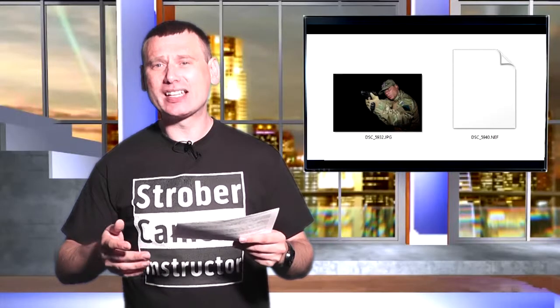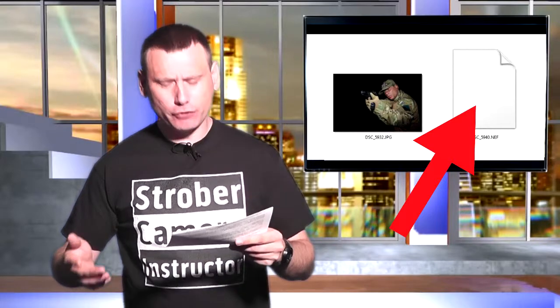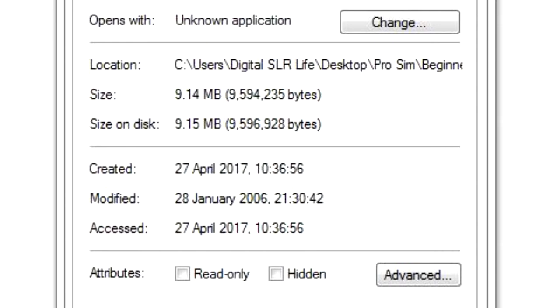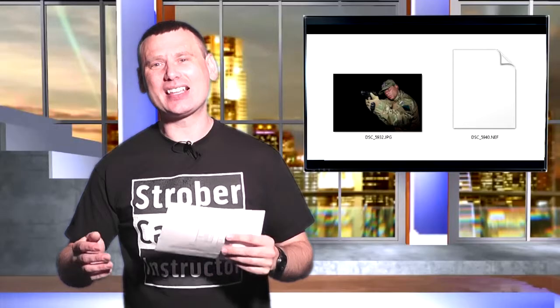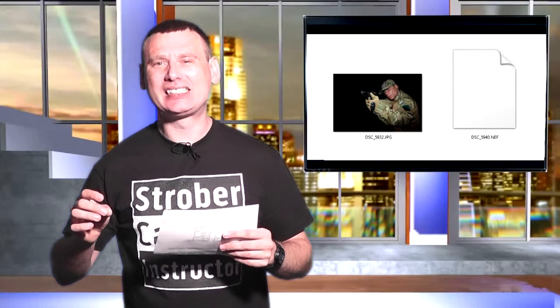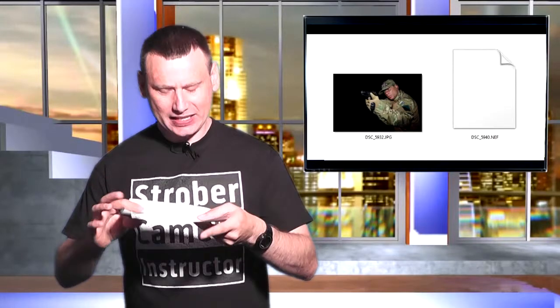However, if we have a look at the size of the RAW format, even though it's the same photograph, we can see it is a whopping 9.14 megabytes in size. Yeah, guys, you read that? 9.14 megabytes in size compared to the 3.25 megabytes of the JPEG.